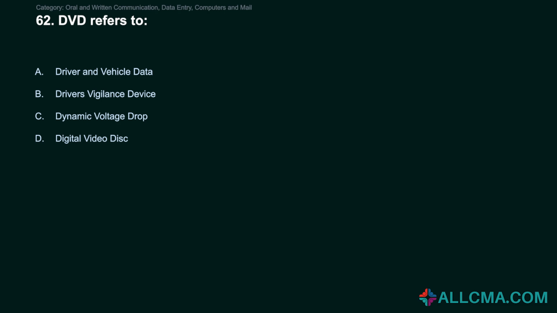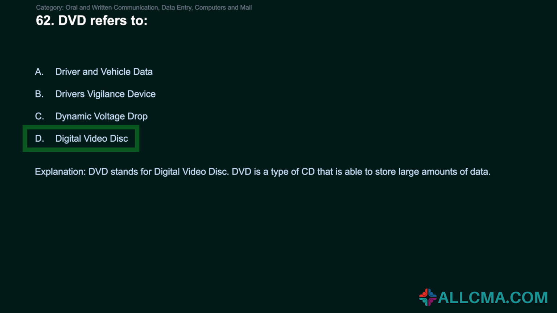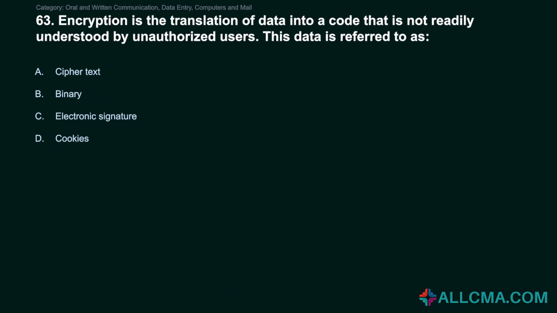62. DVD refers to A. Driver and vehicle data. B. Driver's vigilance device. C. Dynamic voltage drop. D. Digital video disc. Correct answer, D. Digital video disc. DVD stands for digital video disc. DVD is a type of CD that is able to store large amounts of data.